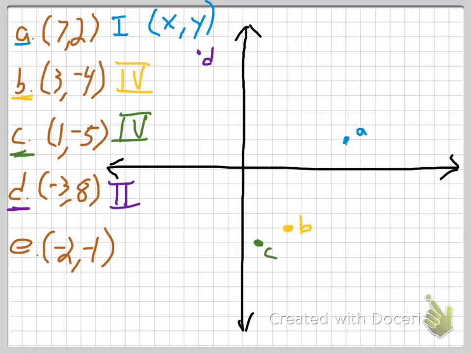And then last we have letter E. Letter E is negative 2, negative 1. My x value is negative 2, so I need to go to the left of the origin 2 spots: 1, 2. And now I need to go down 1 spot because it's a negative 1, which puts me right there. So this is quadrant 3.